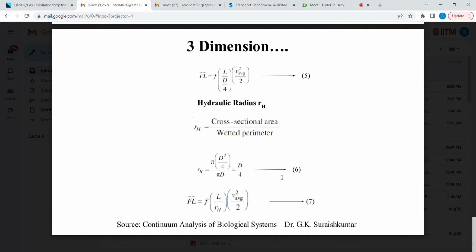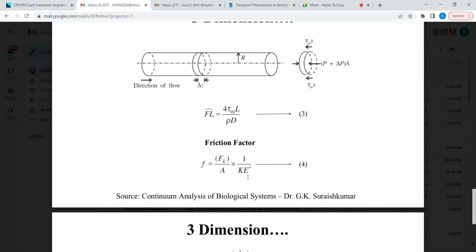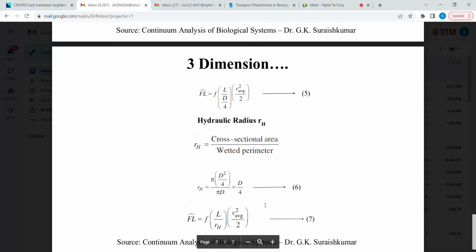Actually, if you think about it, the frictional factor, for a moving fluid, is basically force per unit area due to the fluid, over the kinetic energy stored within the fluid per unit volume. This is the force per unit area, this is the energy. So basically, that's an intuitive sense of friction factor.